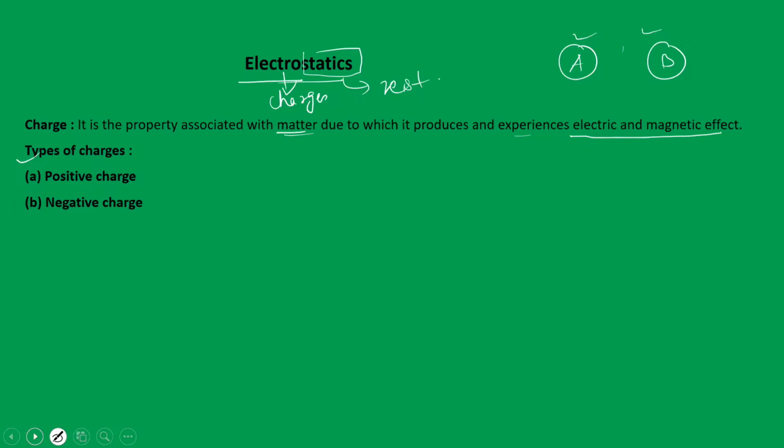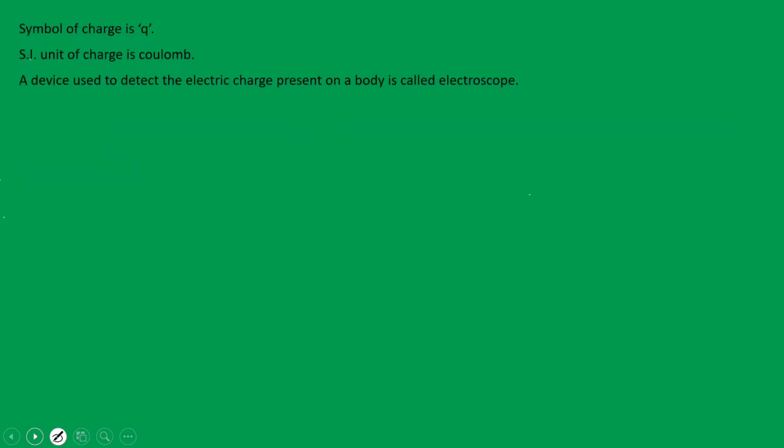Now I will give a few more things that we need to know about charge. We denote charge using small q. Sometimes in many books you will see capital Q as well. The SI unit of charge is coulomb, and you write capital C to denote the unit. If you want a device which can detect the electric charge present on a body, that is none other than the electroscope. And this is the SI unit of charge.